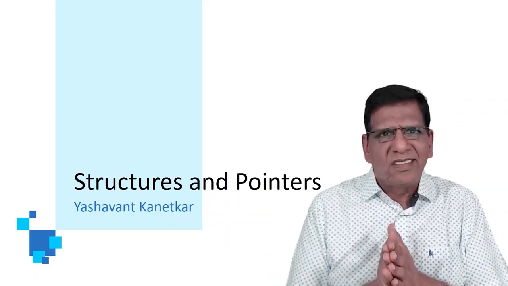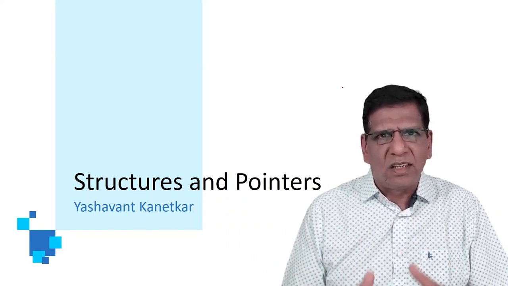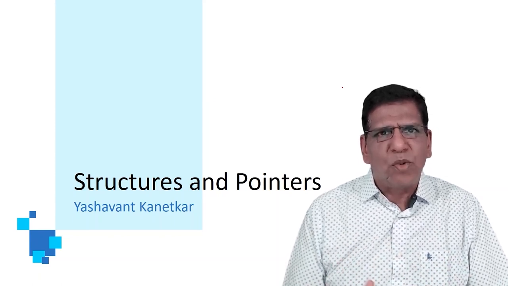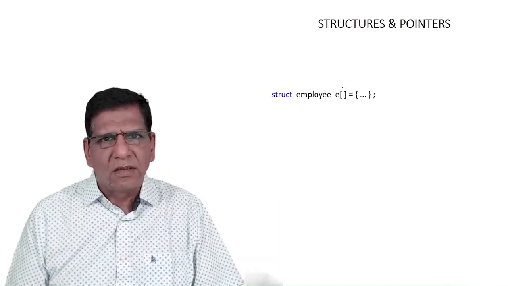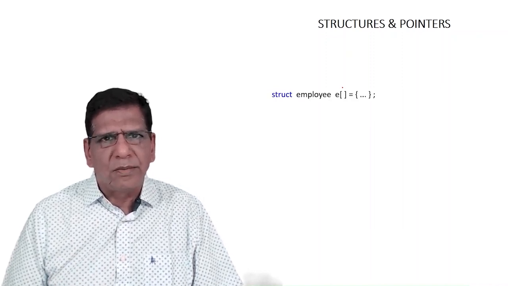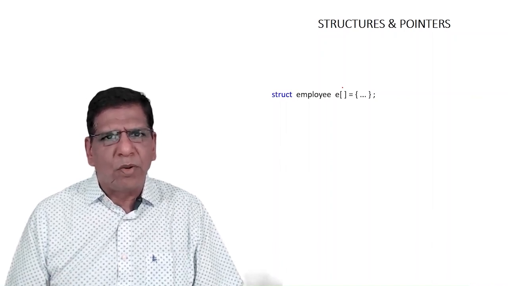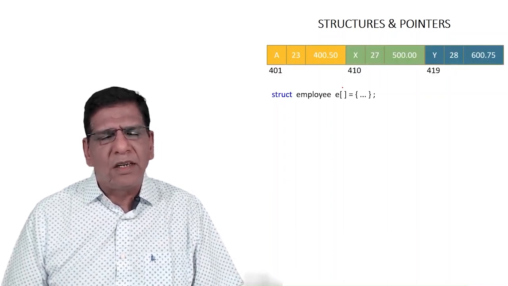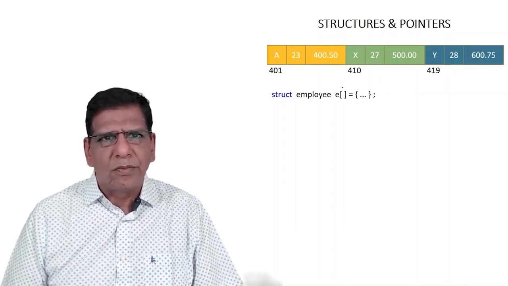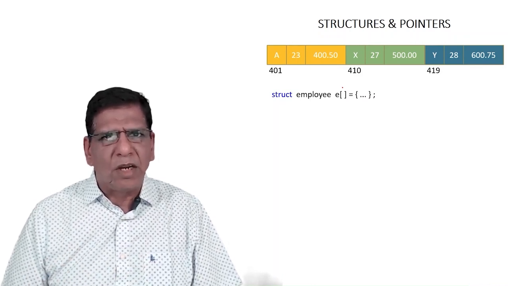Hello friends, I'm back today to explain to you the relationship between structures and pointers. To that end, I will create an array of structures of the type struct employee. Suppose this is the array containing values like A23 400.5, X27 500.0 and Y28 600.75. These being array elements, we certainly expect them to be in adjacent memory locations.